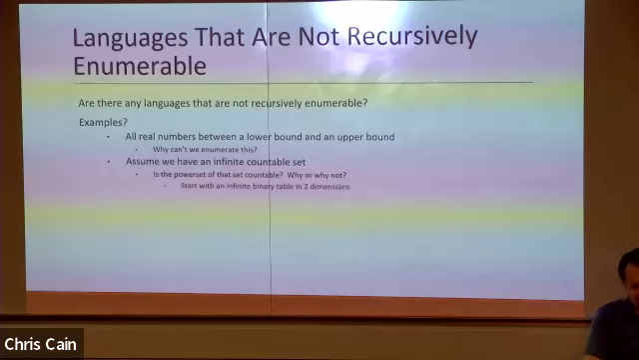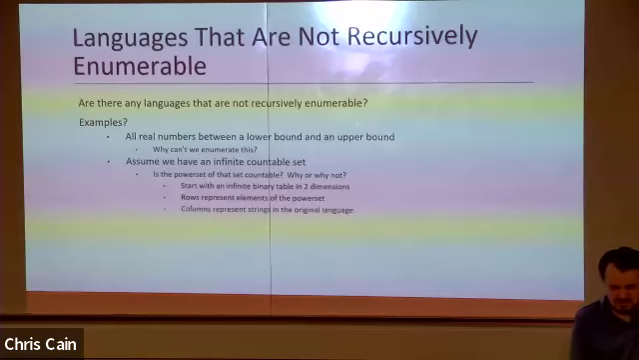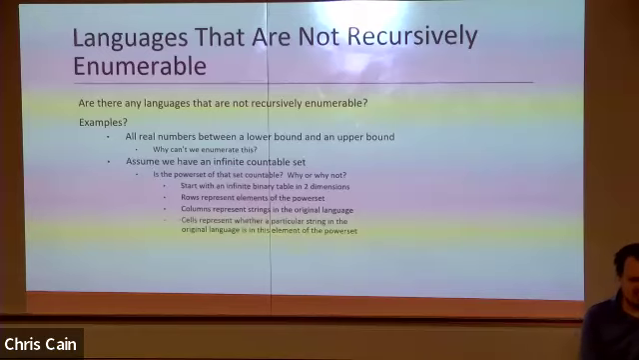You can also think of it more proof-based as a binary table in 2 dimensions. So what are these 2 dimensions? Every row represents the elements of the power set, and columns represent strings in the language. So between these two, we have cells representing whether a particular string in the original language is an element of the power set.